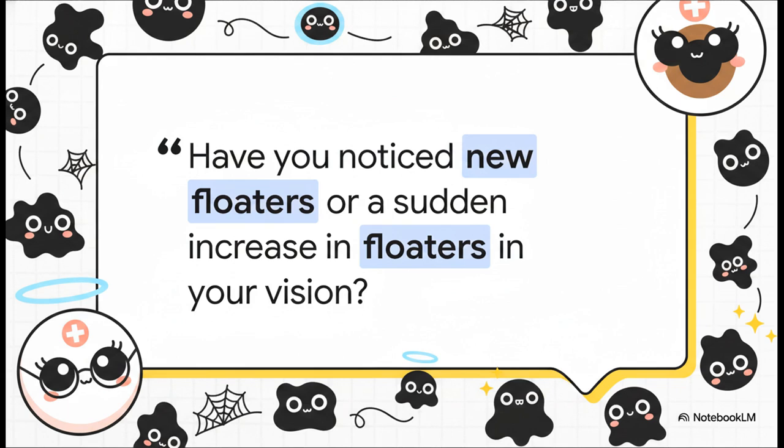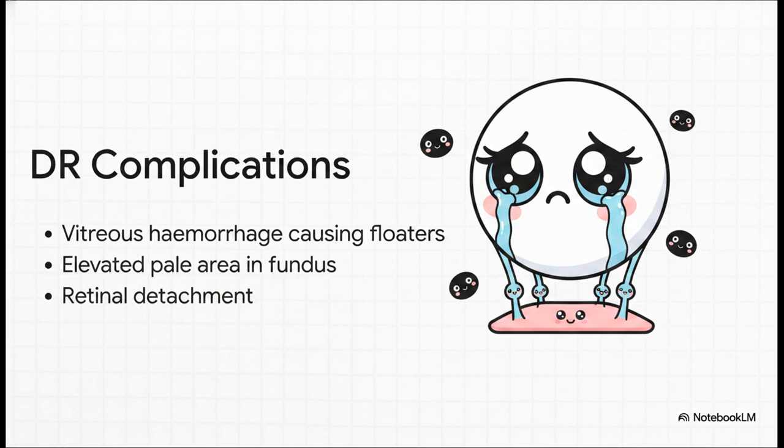If a patient suddenly reports this, often describing it like a swarm of black cobwebs appearing out of nowhere, alarm bells should absolutely be ringing in your head. So, why the floaters? Well, blood from those fragile new vessels leaks directly into the vitreous media, causing a vitreous hemorrhage. On top of that, the fibrous tissue that grows right alongside these new vessels can start to contract over time. This physically pulls on the retina, creating an elevated pale area in the fundus, which is the classic clinical sign of a tractional retinal detachment.